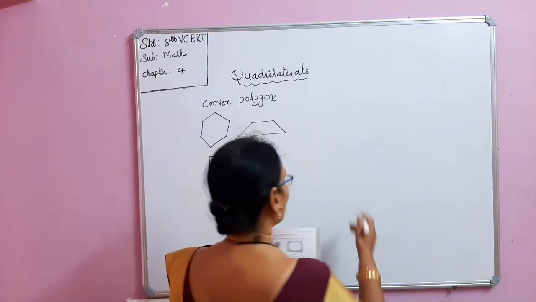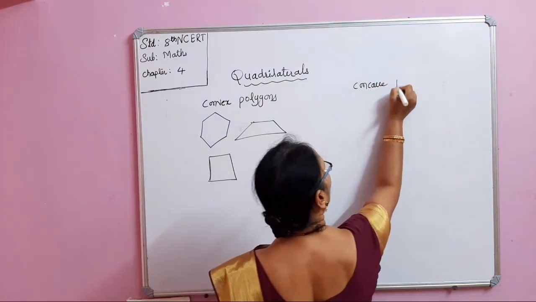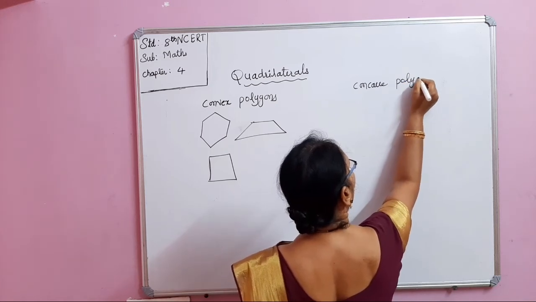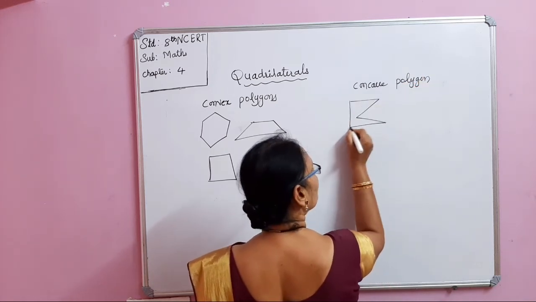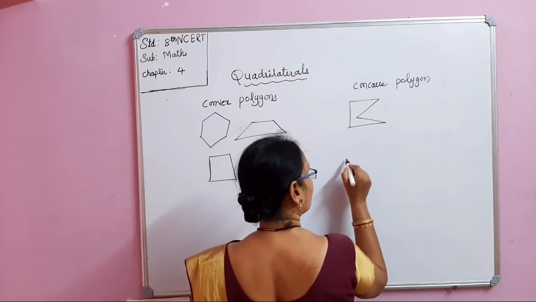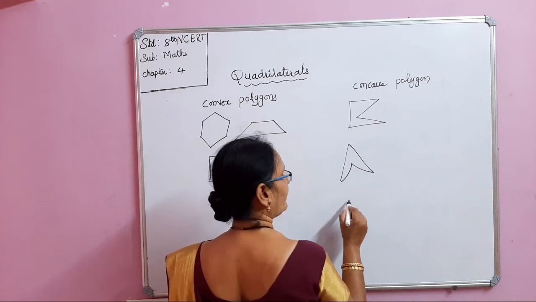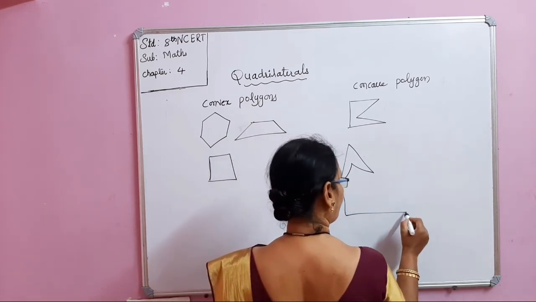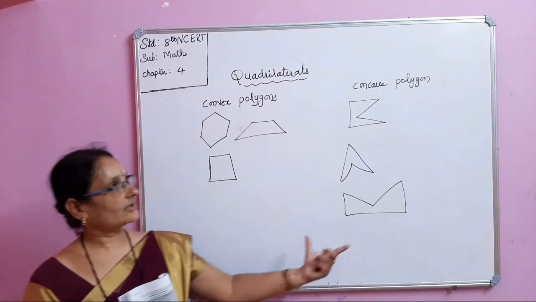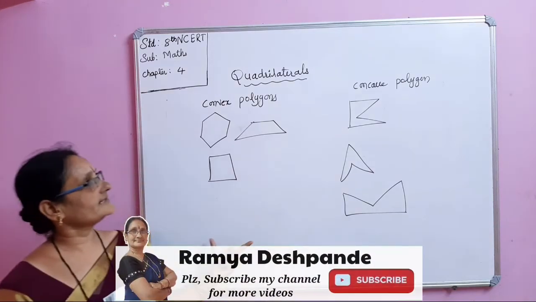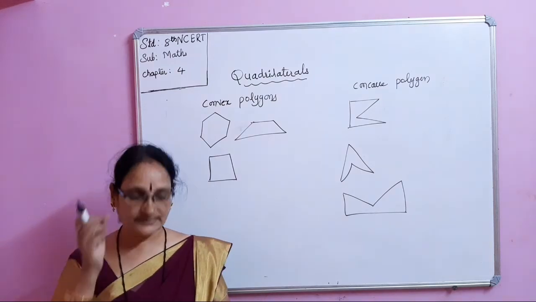Then next comes concave. How will concave ones be? See, concave polygons. This is concave and this is concave. This is concave. These are called concave polygons and these are convex polygons. Try to understand the difference between them.